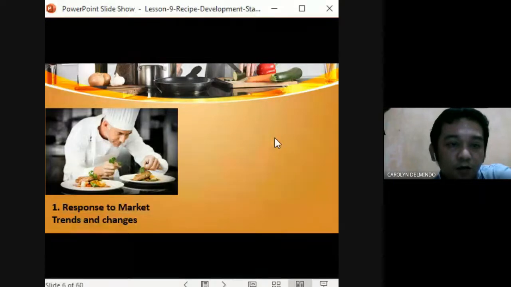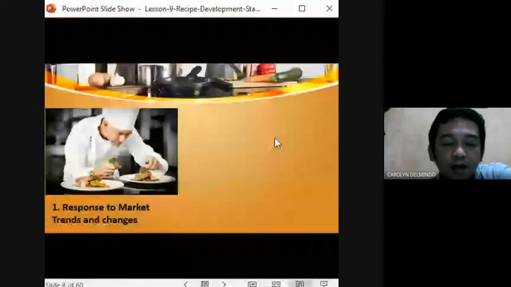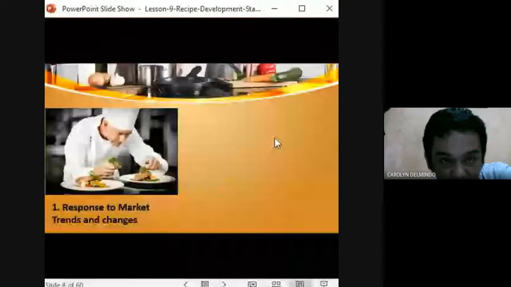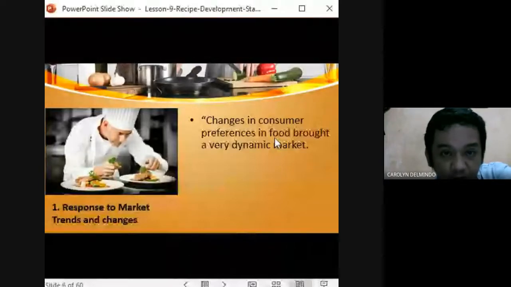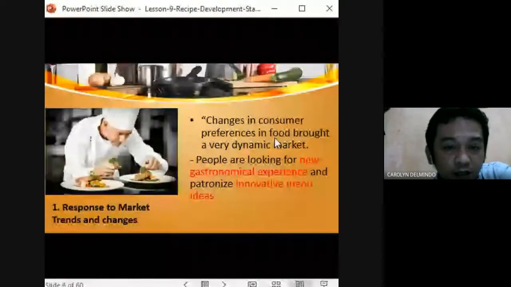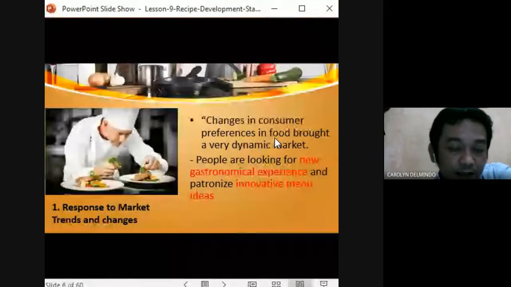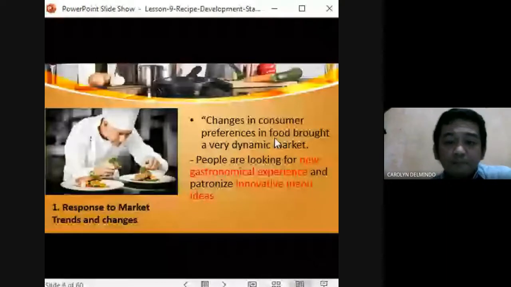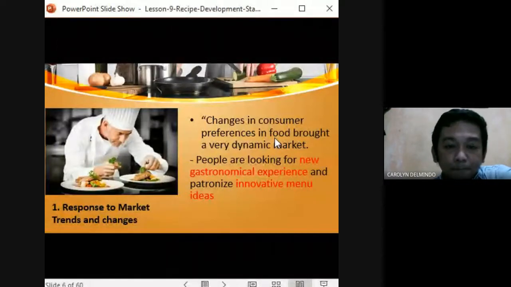Okay, number one, let's tackle each one of these. Response to market trends and changes. Okay, changes in customer preference in food brought a very dynamic market. People are looking for a new gastronomical experience and patronizing innovative menu ideas. So for us, since we are fond of foods from all over the world, we are prone to innovations or changes in food.